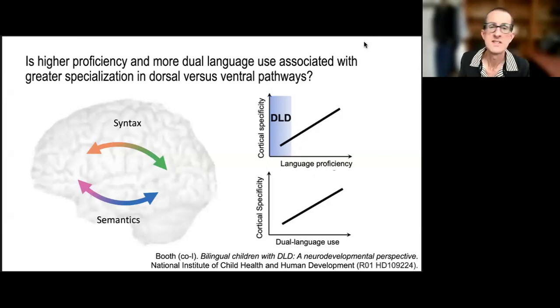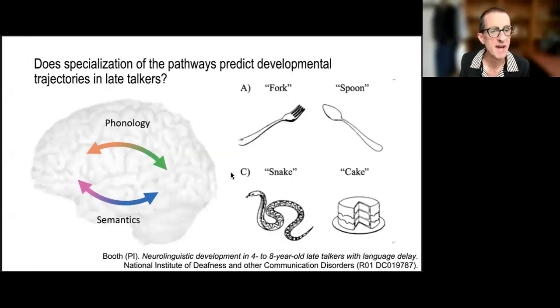So the basic idea is that those who are low language or have developmental language disorder, if they're lower proficiency, they're going to show less cortical specificity, so less specialization. But the central idea of the grant is maybe this dual language use will be a protective factor. So greater dual language use in this population of DLD may result in greater cortical specificity, so greater specialization for these different pathways.